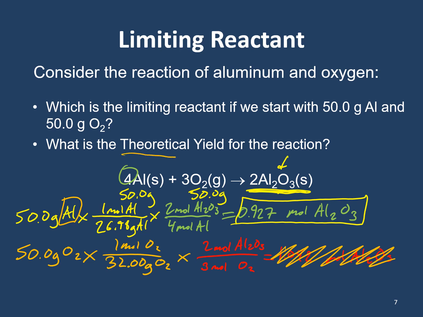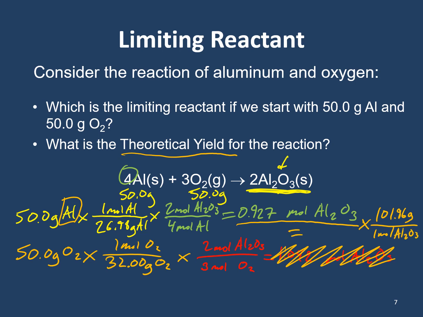We're also asked what the theoretical yield for the reaction is. Now, in this case, we actually already answered it. You can report theoretical yields in either moles or grams. It just depends on what you want to do. In this case, I could stop at moles, or we can multiply by the molar mass of aluminum oxide to get grams. 101.96 is the molar mass of Al2O3, and we're going to get about 94.5 grams for our theoretical yield.